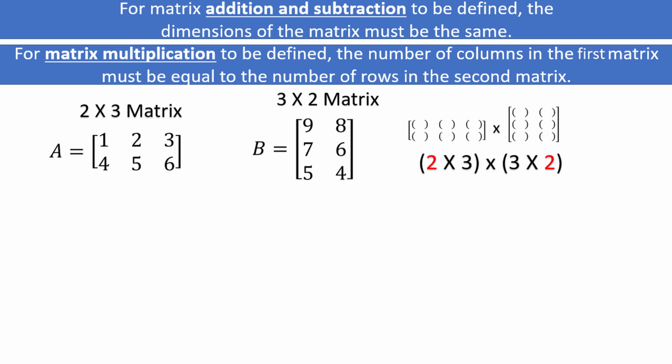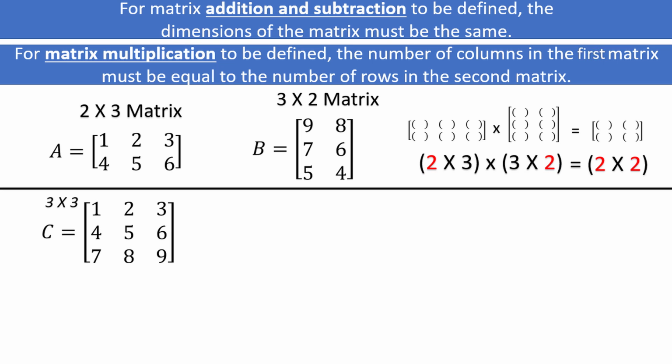Because the number of columns in matrix A is the same as the number of rows in matrix B, matrix multiplication is defined. An easy way to think about it is that the inner dimensions must match. The resulting matrix will have the outer dimensions, which in this case is a 2 by 2 matrix.